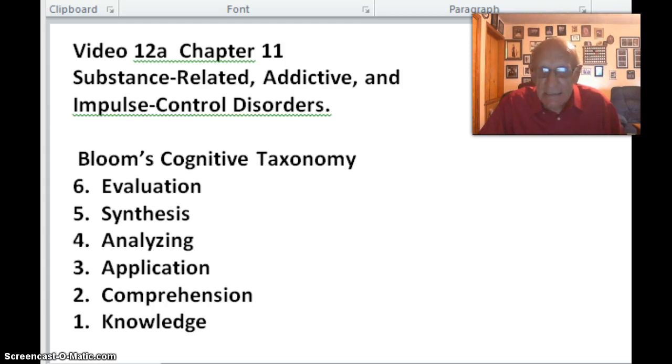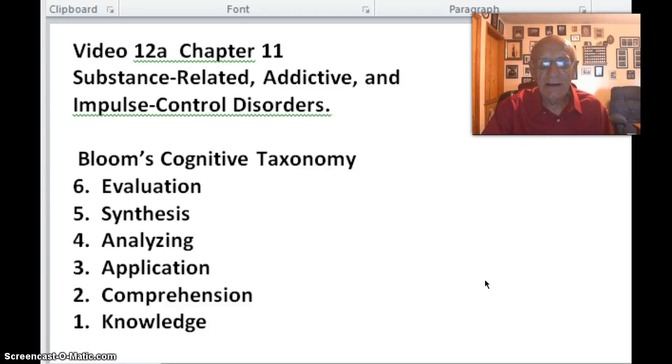However, it's still necessary. And then the upper order of learning skills is analyzing, tearing it apart, synthesizing it, putting it together, and then evaluating what we have. Now, I wanted to bring that out because that's what we're going to be doing a little bit more of from here throughout the remainder of the semester: analyzing, synthesizing, and evaluation. Okay, we have substance-related, addictive, and impulse control disorders.